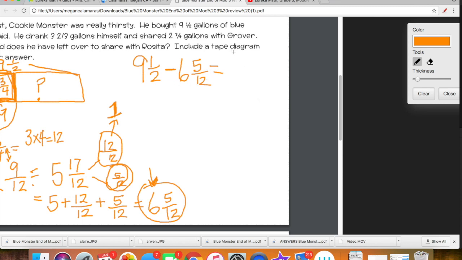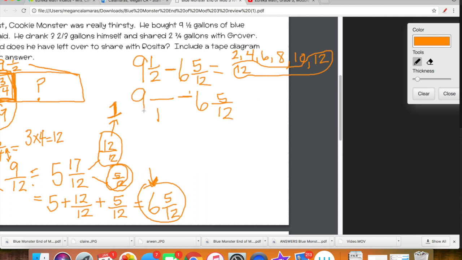I'm going to use skip counting over here to find my common denominator. Yes, we can multiply 2 by 12 to get a common denominator, but I'm going to skip count and find a common number between 2 and 12. So I'm going to do 2, 4, 6, 8, 10, 12. Oh, interesting. And now when I skip count by 12, I see that 2 and 12 share a common denominator of 12. Okay, sweet. We like that because 6 and 5 twelfths already has a denominator of 12, so we don't have to do anything to that. We just have to convert 9 and 1/2 to a mixed number with a denominator of 12.